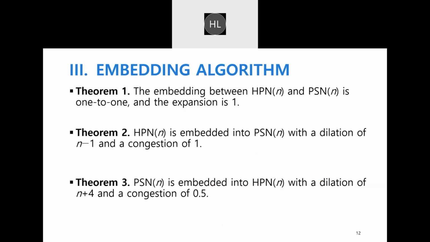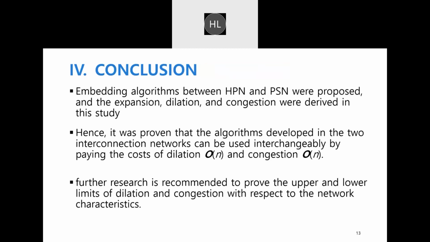So we theorize with 3 theorems. The first one is that the embedding between HPN and PSN is one-to-one, and the expansion is equal to 1. Theorem 2 is that the HPN of n is embedded into the PSN of n with a dilation of n minus 1, as well as a congestion equal to 1. In theorem 3, the PSN of n is embedded into the HPN of n with a dilation of n plus 4 and a congestion of 0.5 times n.